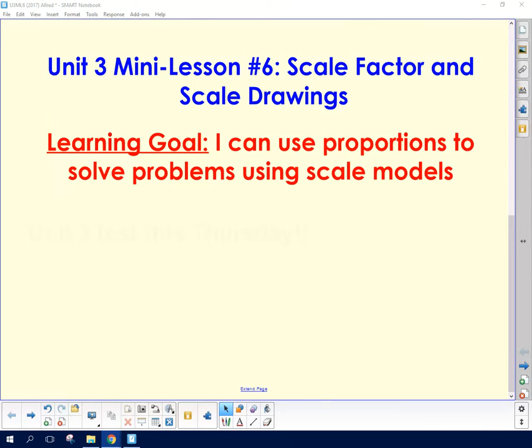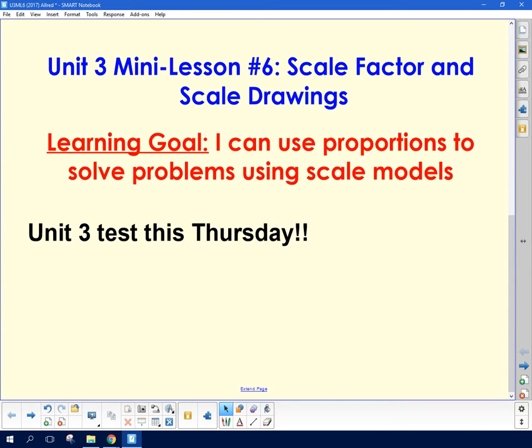By the end of today's mini lesson, you should be able to use proportions to solve problems using scale models. These are some pretty cool real-world examples of things we've already talked about in math class, and I do realize that you took a math benchmark earlier today, so I'll try to keep this video nice and short. The reason we have to do this today is because we are taking our Unit 3 post-test this Thursday. Maybe you should write that down to remind yourself, okay?